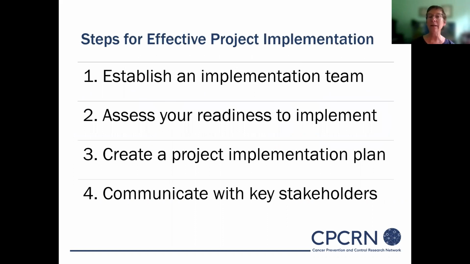So we're going to be talking about 4 steps in your project implementation plan. And those, we're going to go through each of these one at a time. The first is you want to establish a team, which you can call a project team or an implementation team. You want to think about what you need to do to get ready to implement. Then you want to create your project implementation plan. And then we're going to talk just a little bit about the importance of communicating with your key stakeholders throughout your project.